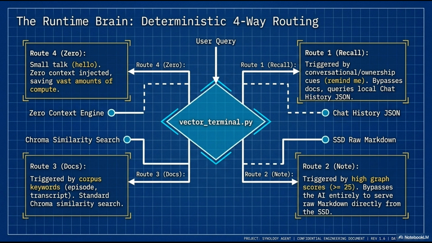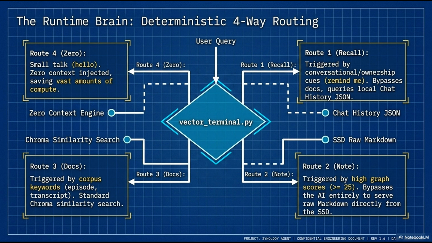Yeah, and this router is fascinating. I picture this router as a highly caffeinated traffic cop standing inside Vitali's laptop memory. It looks at every single user prompt and instantly directs the query down one of 4 distinct highways based on the exact syntax of the request. Let's look at the precedence order of this routing logic, because explicit user intent always overrides semantic database searches.